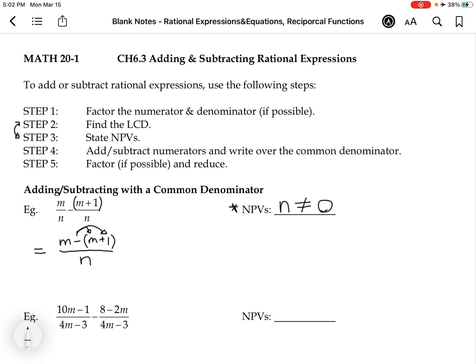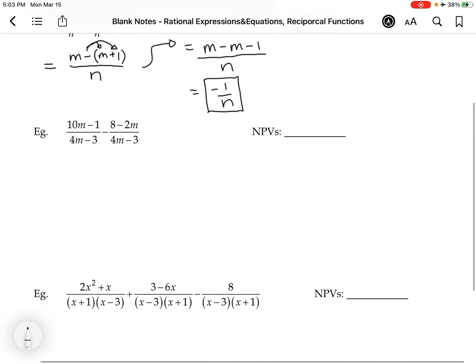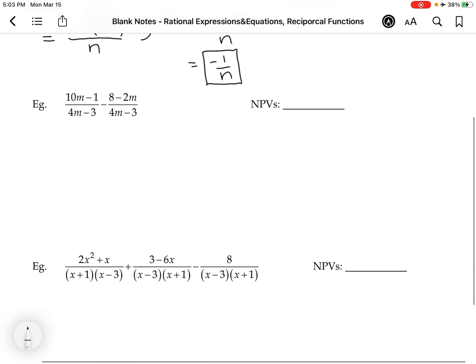Okay, so with subtraction, I highly recommend that you take that extra step of actually writing this all on a single line so that you can distribute that negative sign. I'm running out of room here, so I'm just going to move up here. So that's going to be m minus 1 over n, which is negative 1 over n. So that is the simplified rational expression once you have subtracted.